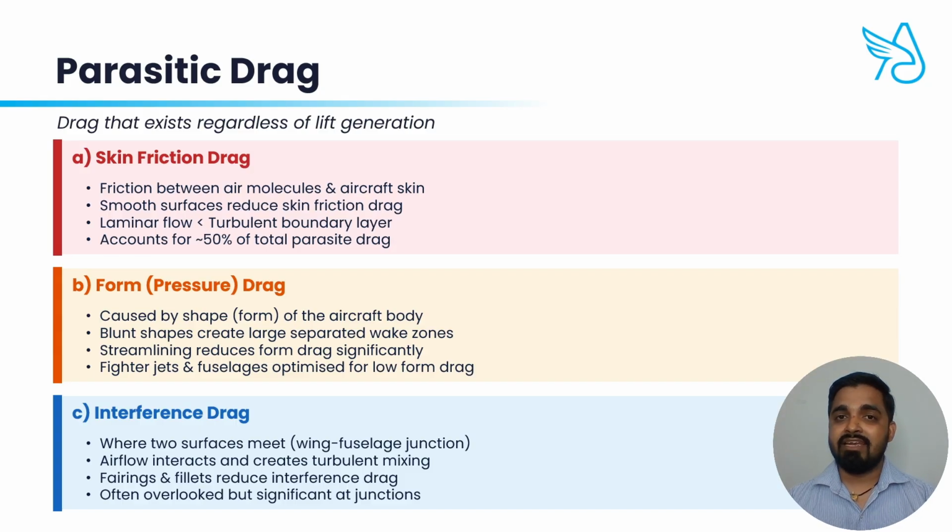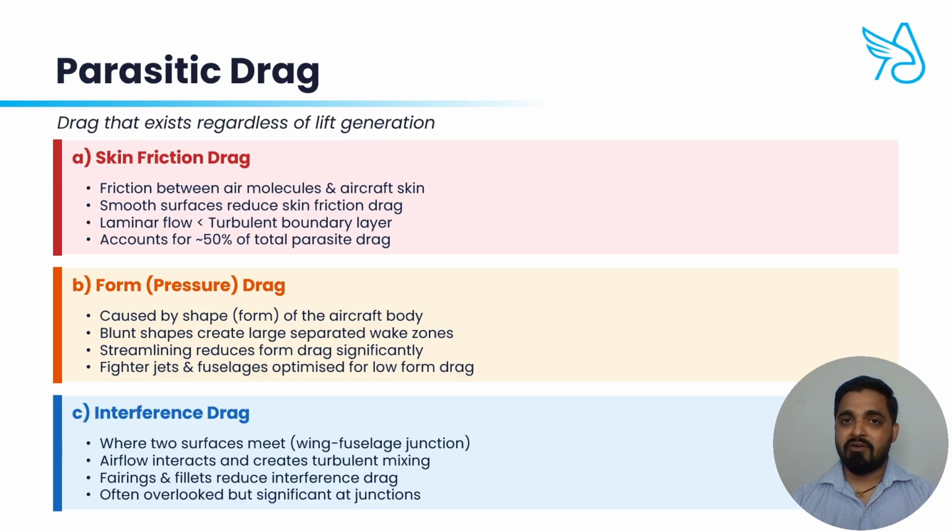Interference drag is created where two or more aircraft surfaces meet, such as at the wing-fuselage or landing gear junction. Airflows from different directions interact, creating turbulence and additional drag. To reduce this type of drag, engineers use fairings and fillets that smooth the airflow transition, improving aerodynamic efficiency and overall aircraft performance.